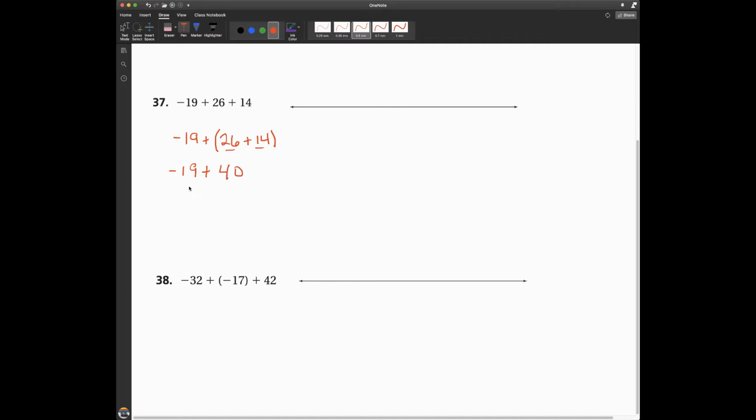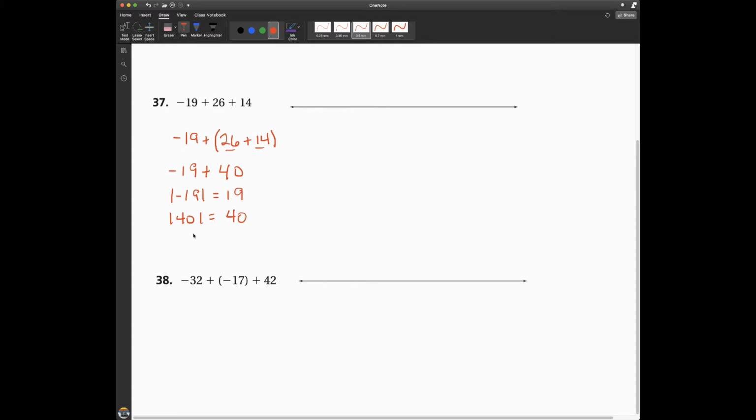Now I'm down to just two integers. And when I have two integers, then that song applies. Same sign, add and keep. Different sign, subtract. Keep the sign of the bigger number, then you'll be exact. So these have different signs, which means different signs subtract. I need to find the absolute values. Absolute value of negative 19 is 19. Absolute value of 40 is 40. Absolute values are always positive numbers.